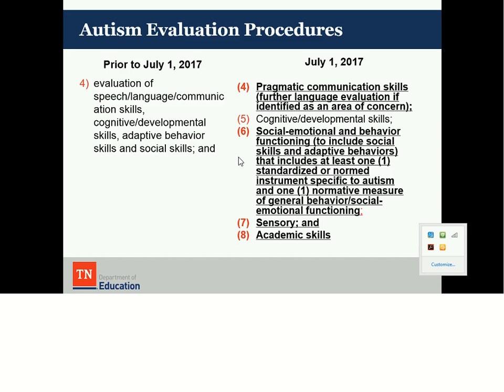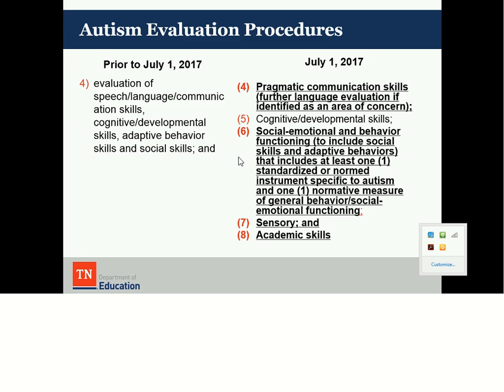There needs to be at least one assessment that's standardized and normed to autism, and then one general measure of social, emotional, or behavioral function. So one specific towards autism, one that's a general measure, and again, it's just a collection of information to help us identify those differences that the student may be displaying compared to typical peers.